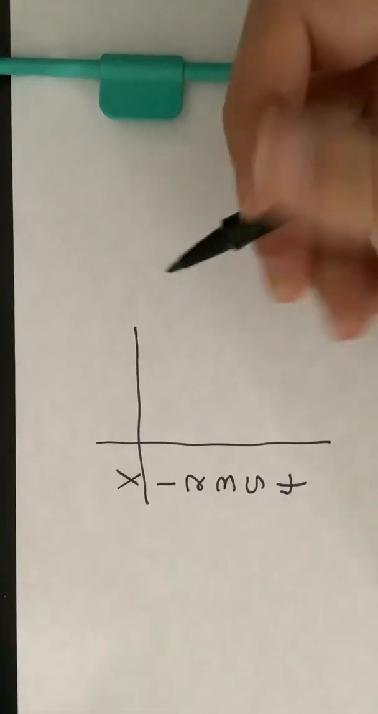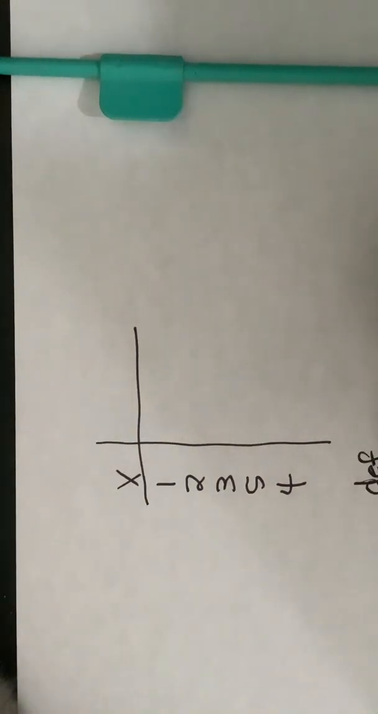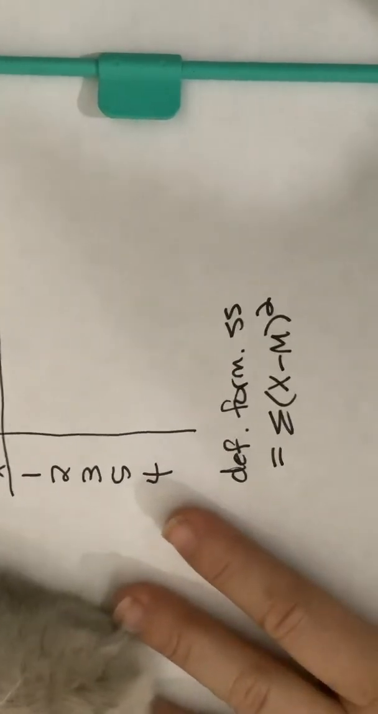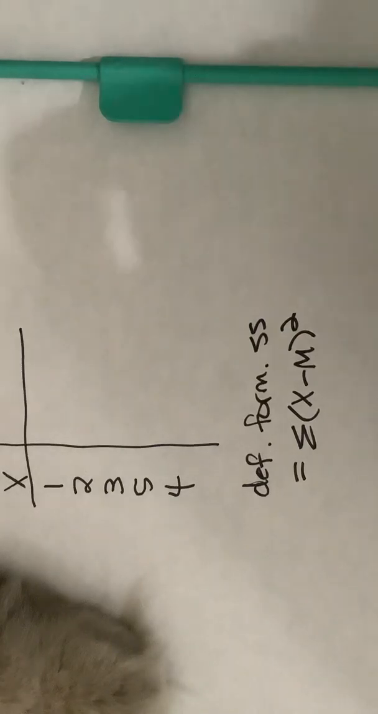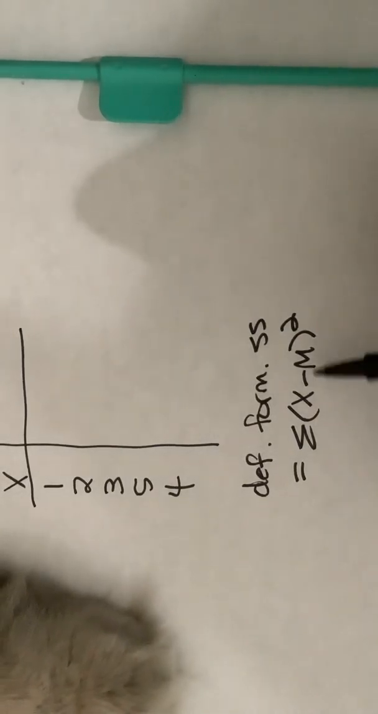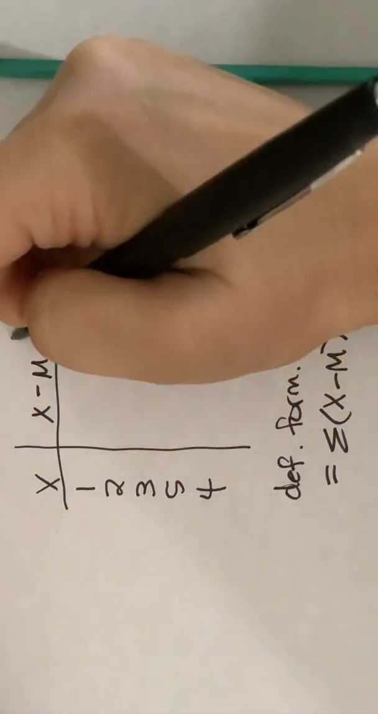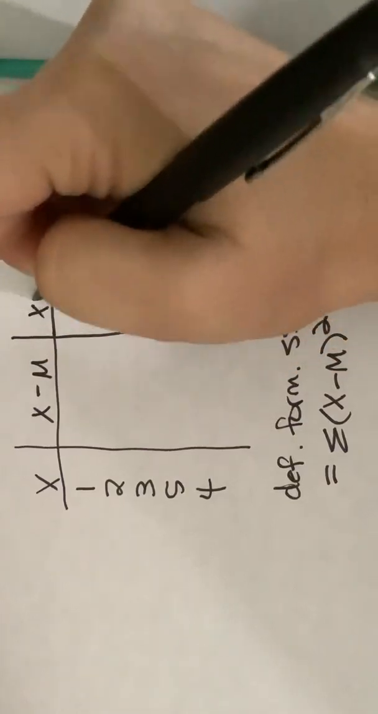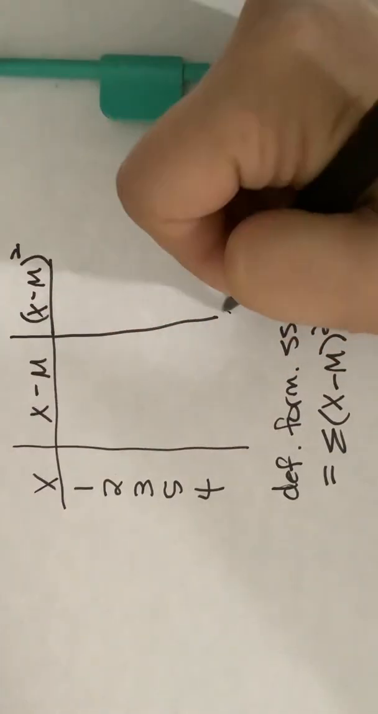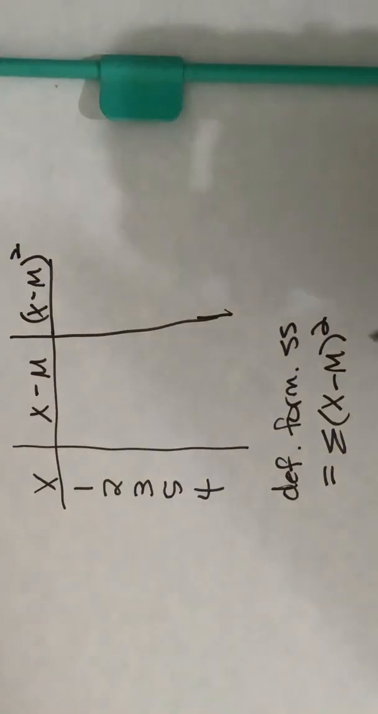Okay, and so when we do the definitional formula for sum of squares, it simply is the sum of squared deviations. To do that one, we are going to need to calculate our mean, which we will get to in a minute. And we are going to have it set up in this fashion, right?